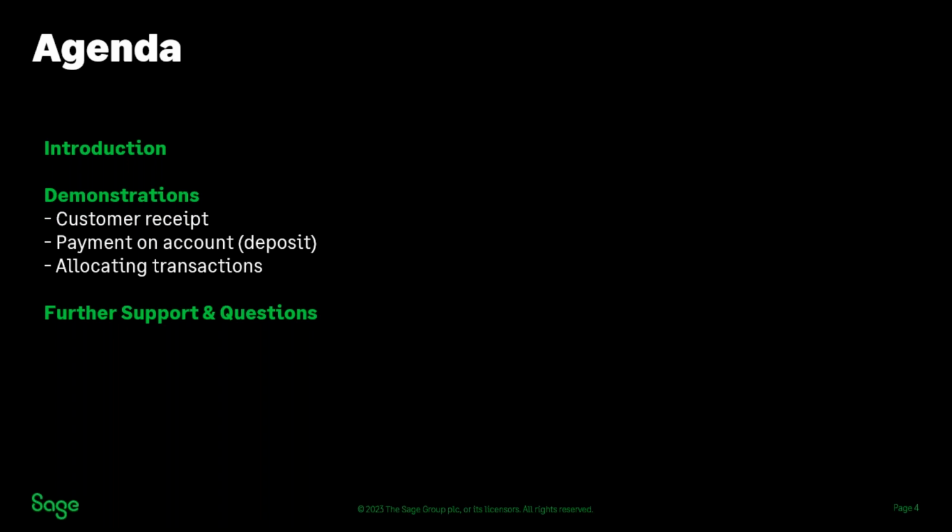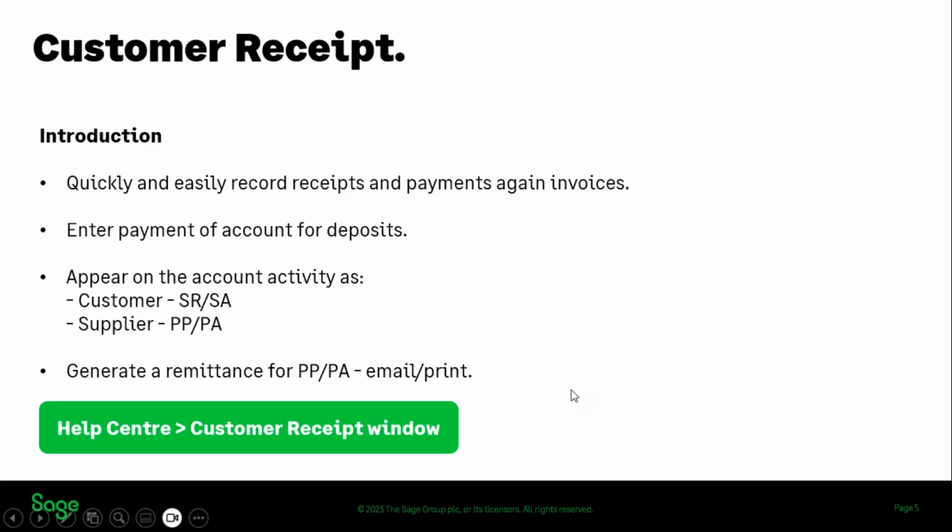Okay, so that's us on 5 past, so we can start making a move on the content there. Okay, so why would we do customer receipts? So this is the way in which you're going to record money into your business, but relating to a customer, so a customer that you're dealing with on a regular basis. What you can also do is allocate that payment against an invoice. You can also enter payments for deposits, like we mentioned earlier.